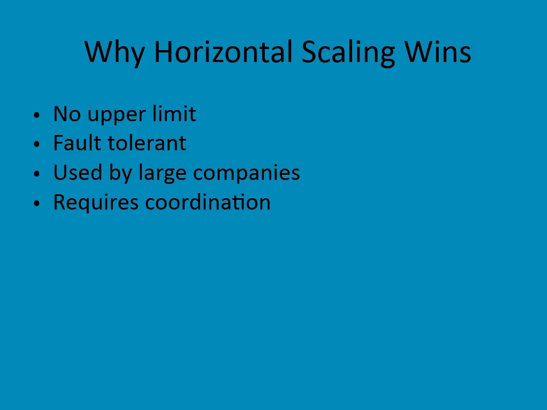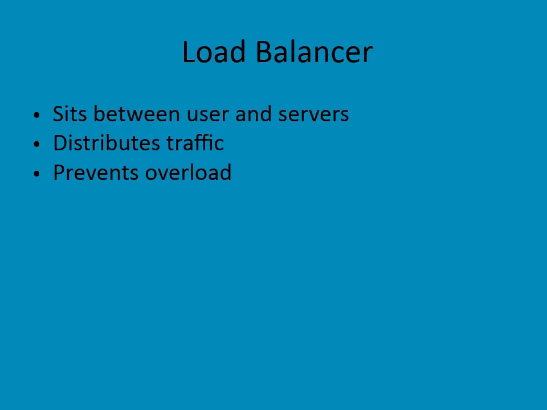So now the question is, how do users know which server to connect to? That's where the load balancer comes in. A load balancer sits between the users and servers and distributes the traffic evenly. The main advantages of a load balancer are that it not only distributes the traffic, it prevents server overload, improves performance, increases availability, and enables scaling. It also detects unhealthy servers easily. The load balancer can do all these things.